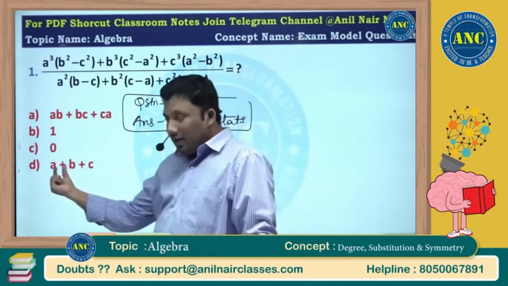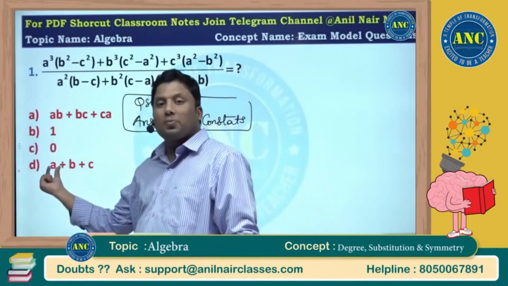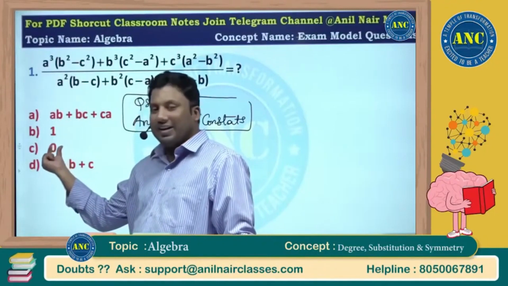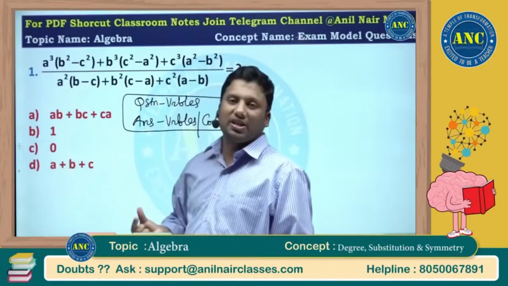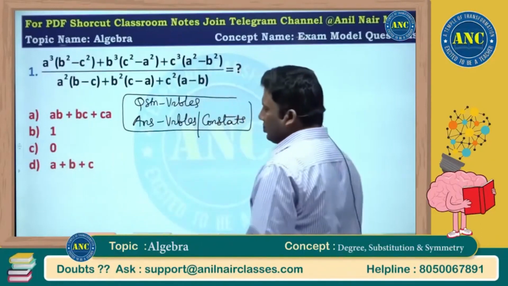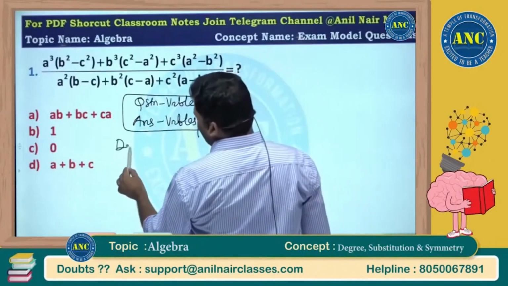If you see, the degree for this answer option is 1. Here it is degree 0. Here it is degree 2. There are 4 answer options given where the degree is changing. So let us apply the degree method.